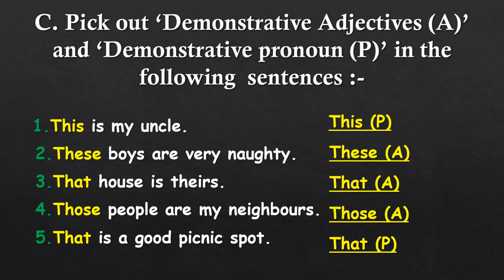Let us see the first sentence. This is my uncle. Children, as you studied, if this, that, these and those are used in place of a noun, they act as demonstrative pronouns. So in the sentence, this is my uncle, this is a demonstrative pronoun.